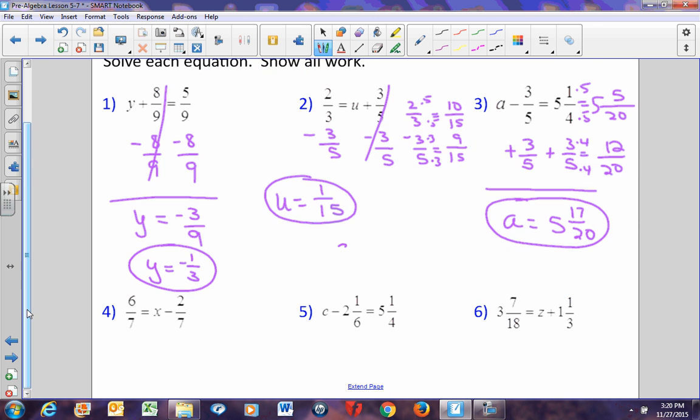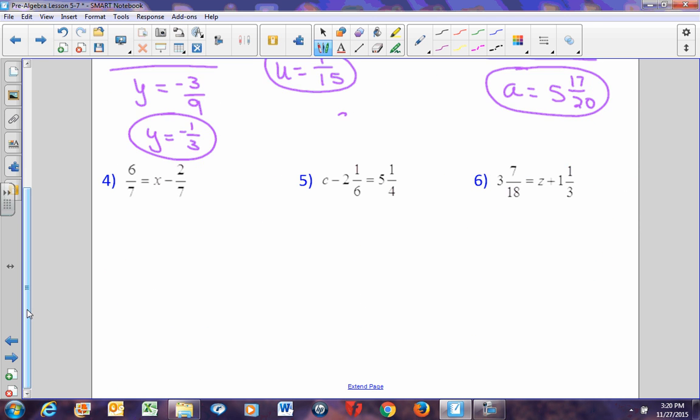All right, a few more problems. Number 4: 6/7 equals x minus 2/7. I'm going to add 2/7 to get x by itself. These cancel. x equals 6/7 plus 2/7. I have a common denominator, that's always good. It becomes 8/7, so x will equal 1 and 1/7.